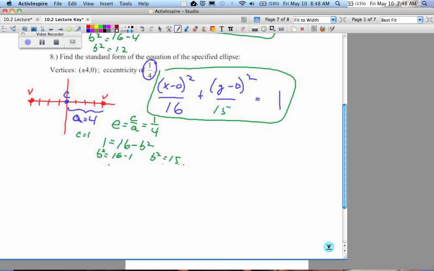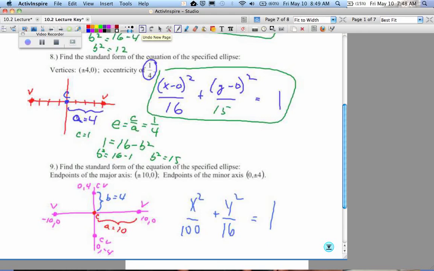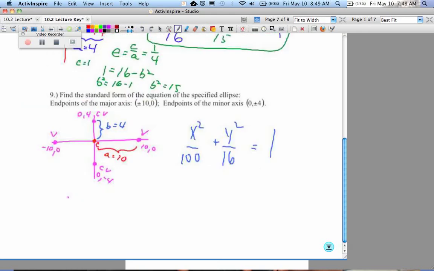I'm going to pause one more time. You're going to do the work for number 9, and then we'll look at the answer. So this would be your answer down here. They're giving us vertices, co-vertices. So again, we have a major axis running horizontally. So the distance of 10 gets squared and goes under the x. The distance of 4 is running vertically, so that gets squared and put under the y. Center 0, 0 again.